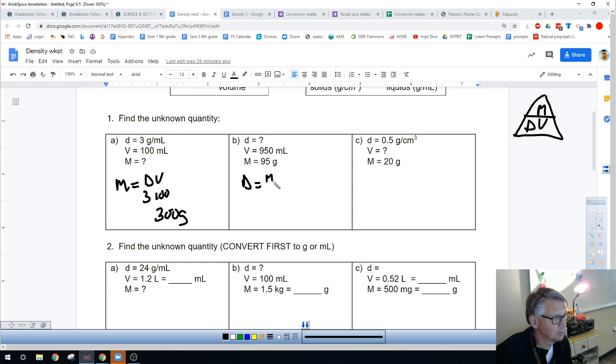Density is equal to mass divided by volume. Our mass is 95. Our volume is 950. If we divide that out, we should get 0.1, and that is going to be labeled in grams per milliliter.